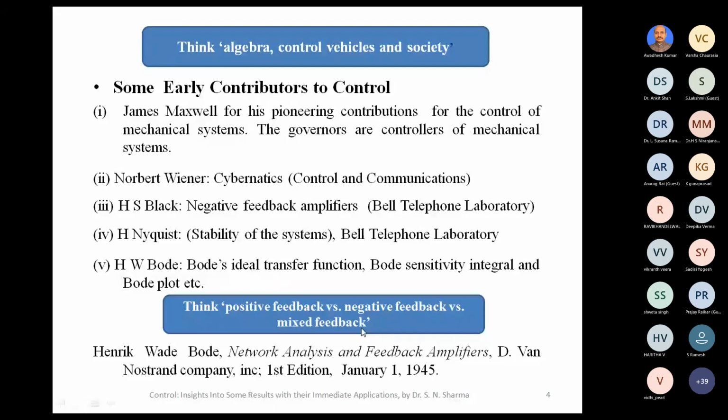This is Henrik Wade Bode, if I am saying the European name correctly, but his name is H. W. Bode, author of Network Analysis and Feedback Amplifiers. This is a very old book. There is a very famous book on network analysis by Van Valkenburg. If you turn the pages of that book, bibliographic details are there, so you will find this book. Certain journal papers on nonlinear dynamics or control also cite this book. It was published in 1945, has around 550 pages, and you can find it on the web also.